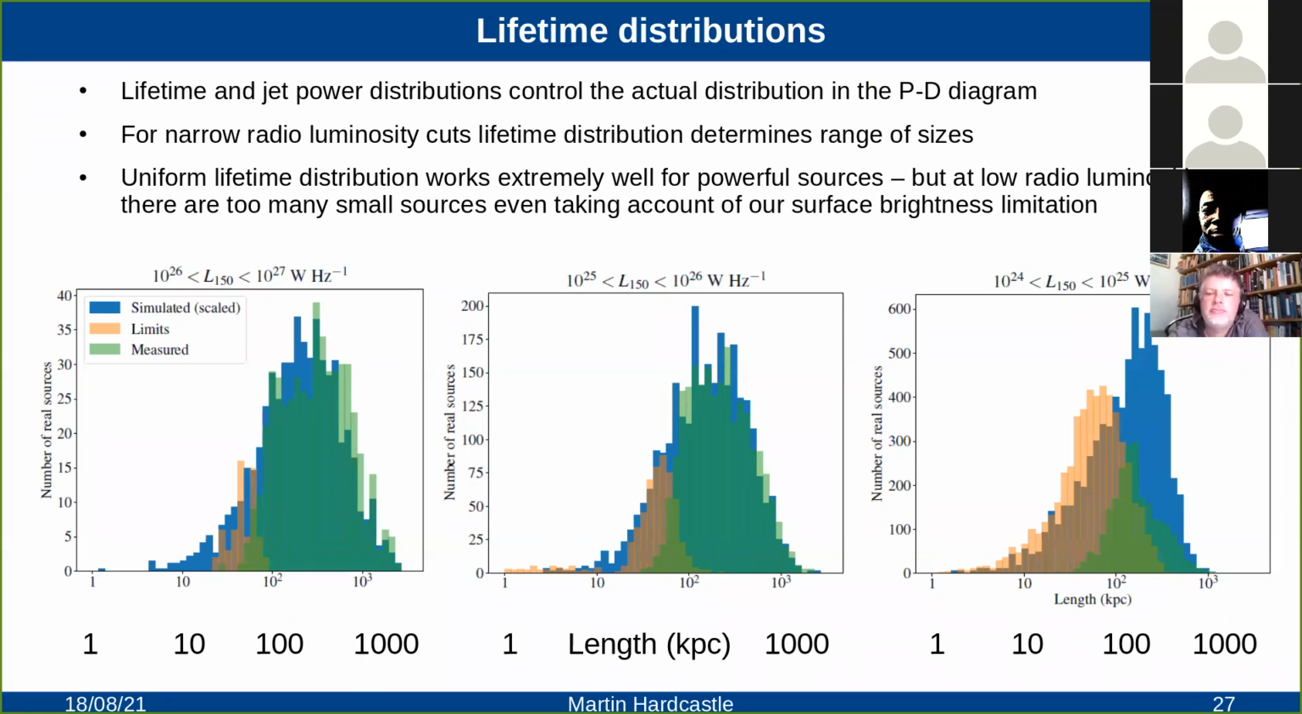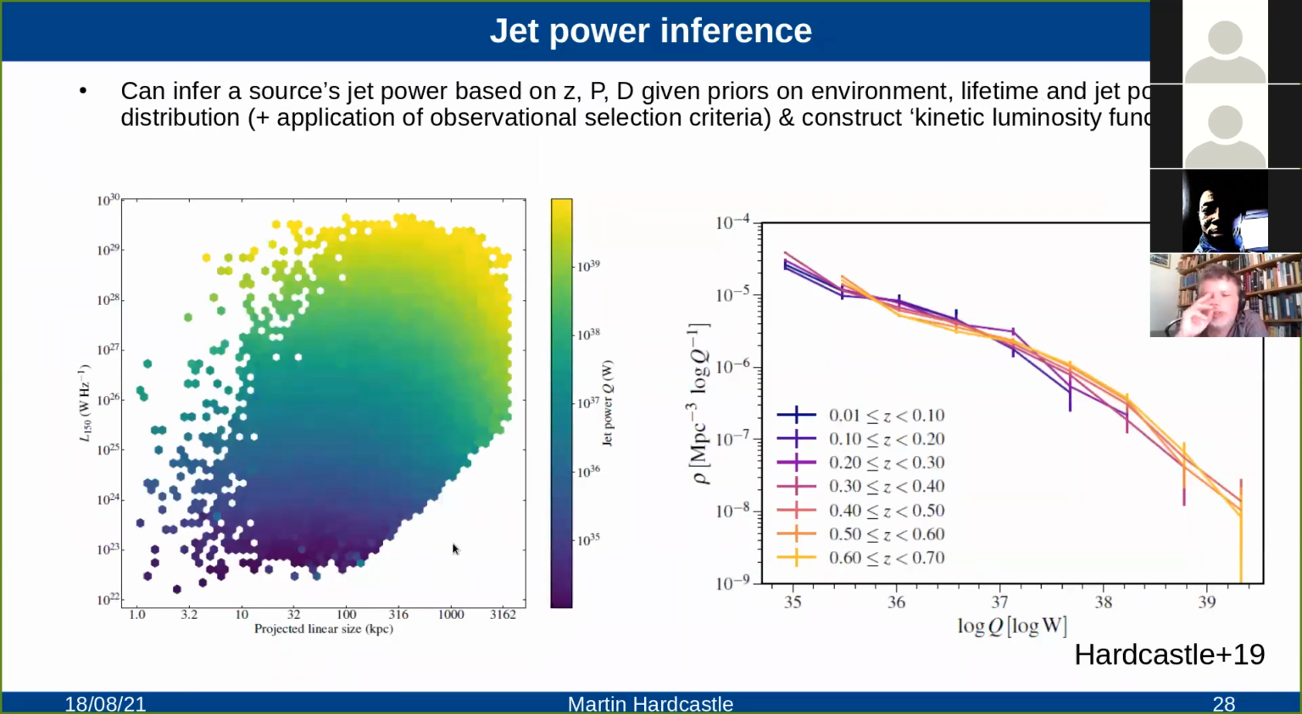But it's encouraging that we can model the powerful sources so well. So if you then just say, let's try to use the source's position on the power linear size diagram to work out what its jet power is, then that's something you can do. So what we know is a source's redshift, we know its radio power, we know its size, and we have priors on the environment it could be living in, the lifetime, because we just looked at that, and the jet power distribution. So this is an inference problem.